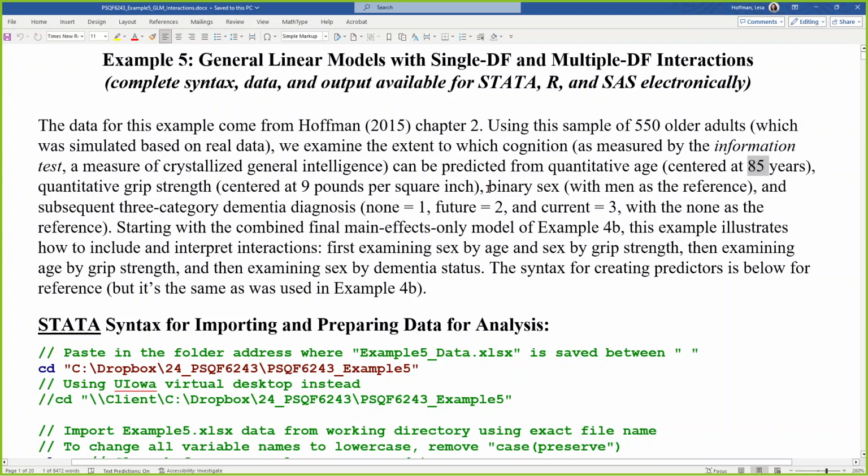I have a binary variable for men versus women, where men are the reference, and a 3-category dementia diagnosis predictor: whether they're never going to have it, they will eventually get it during a subsequent aspect of the study, or whether they currently have it. So spoiler alert, dementia is bad for you. But do you think it's differentially bad for you based on other things? Could be.